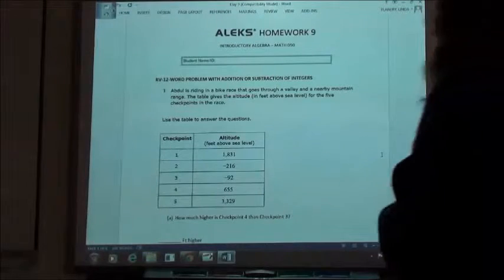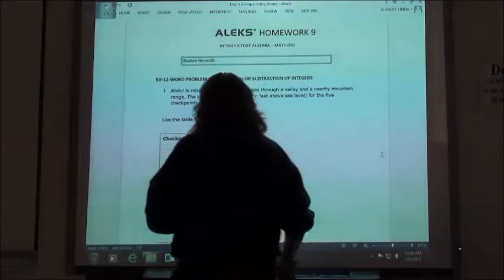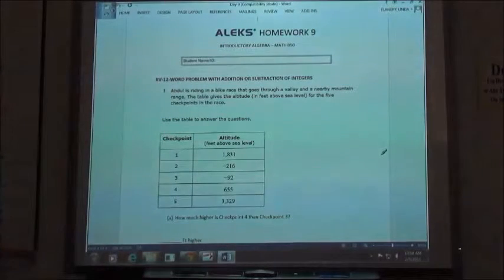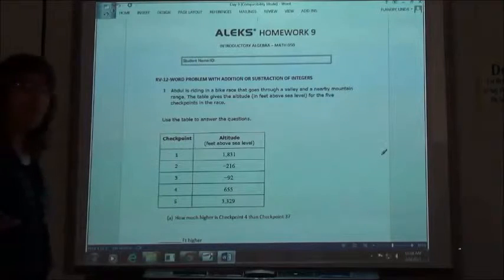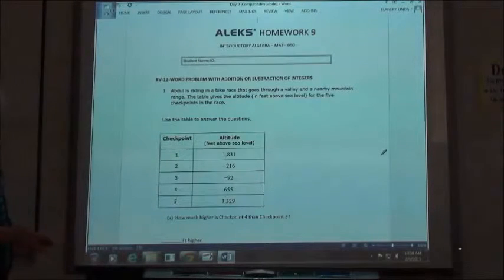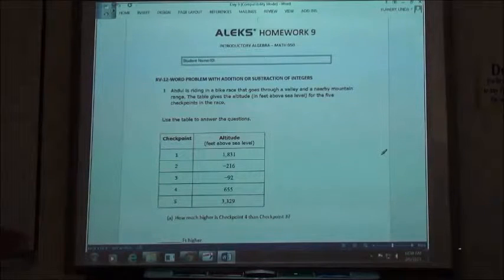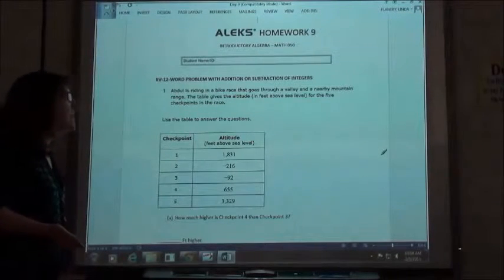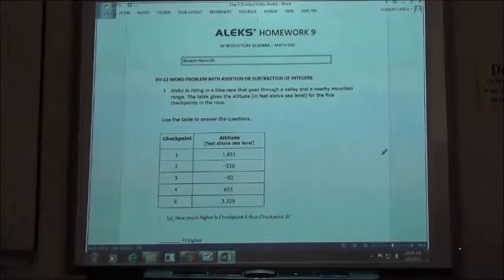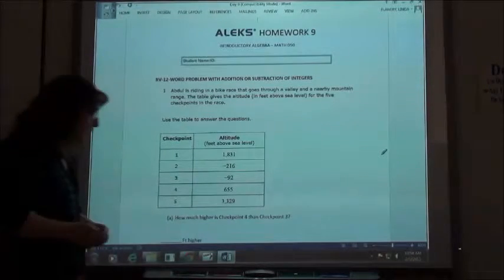Alright, introductory algebra homework day 9 starts out with some word problems that have to do with addition or subtraction of integers. Again, integers are positive and negative whole numbers. Abdul is riding in a bike race that goes through a valley and a nearby mountain range. The table gives the altitudes in feet above sea level for the 5 checkpoints in the race. Use the table to answer the questions.